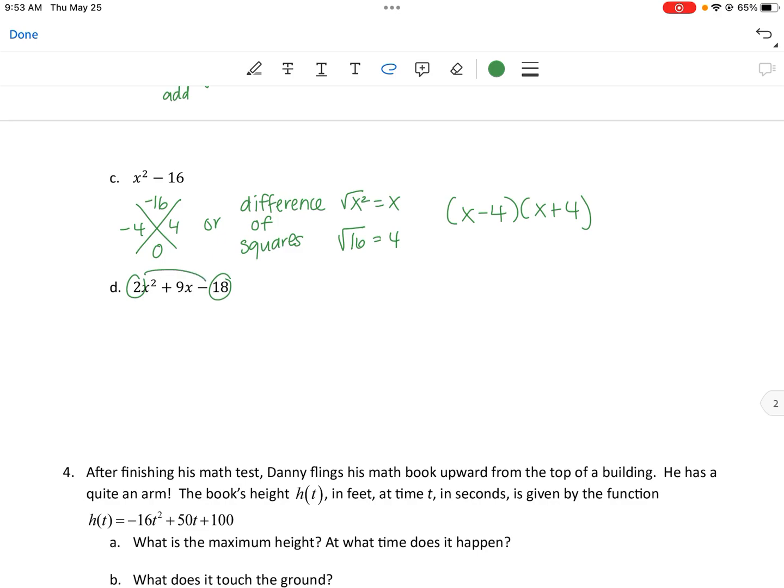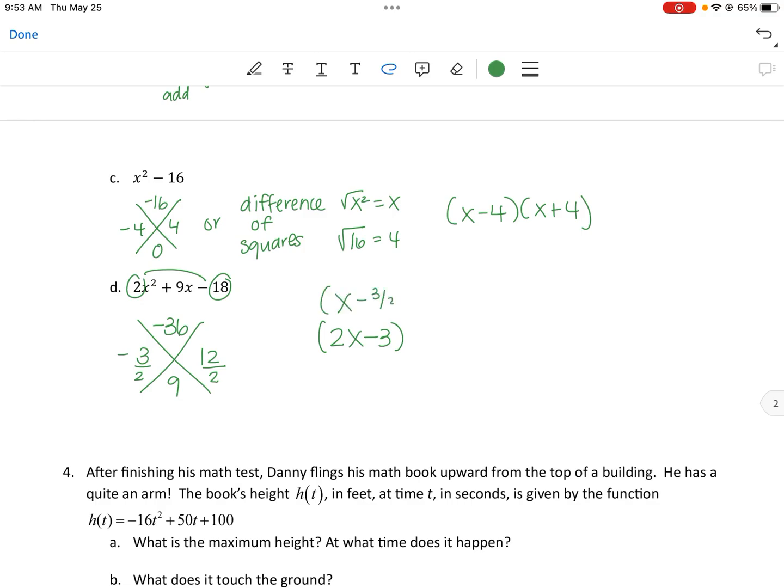And then we look at this last one. We're going to multiply 2 times negative 18, we get negative 36, adding to 9. So I think that's like a 3 and a 12. If we want to be a positive 9, we're going to have a negative 3. And I think what you guys have seen the most is probably just dividing by 2 there. So this factor on the left side becomes 2x minus 3.